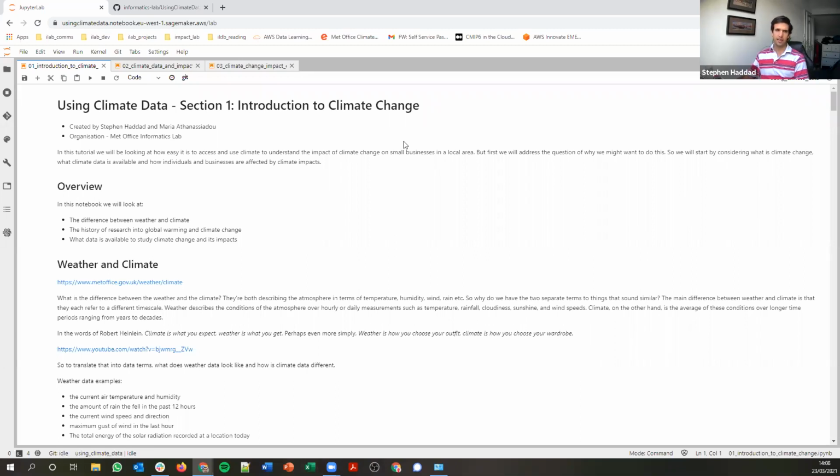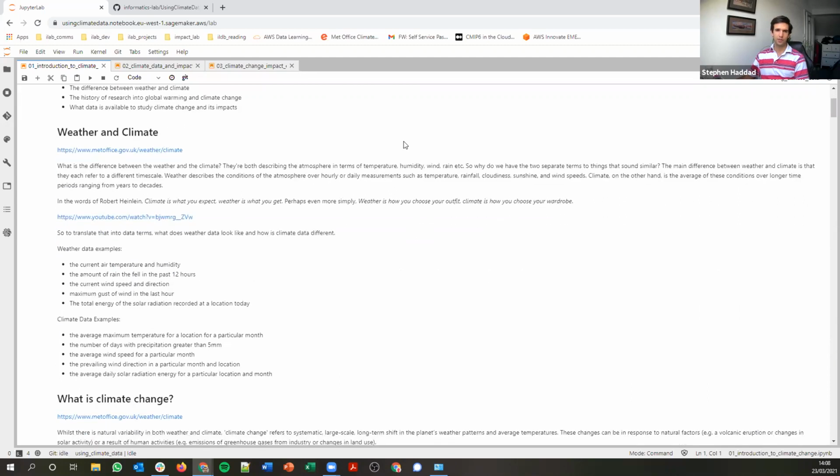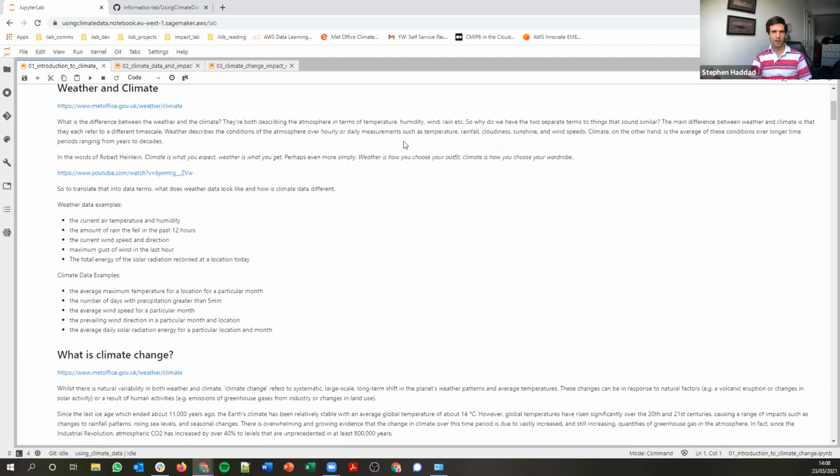So first of all, let's look at some terminology. You might already be aware of this, but it's important to highlight the difference between weather and climate. They're both talking about meteorological variables such as temperature, humidity, wind and rain and so on. So why do we have 2 separate terms? It's all about different timescales. Weather describes the conditions of the atmosphere at a particular instant, or hourly or daily, for things such as temperature, rainfall, etc. Whereas climate, on the other hand, is the long-term average of these variables.